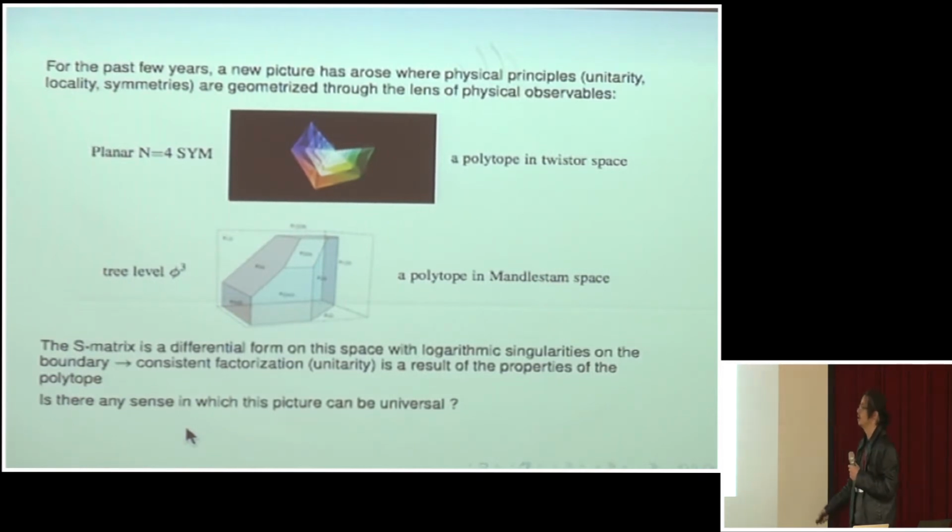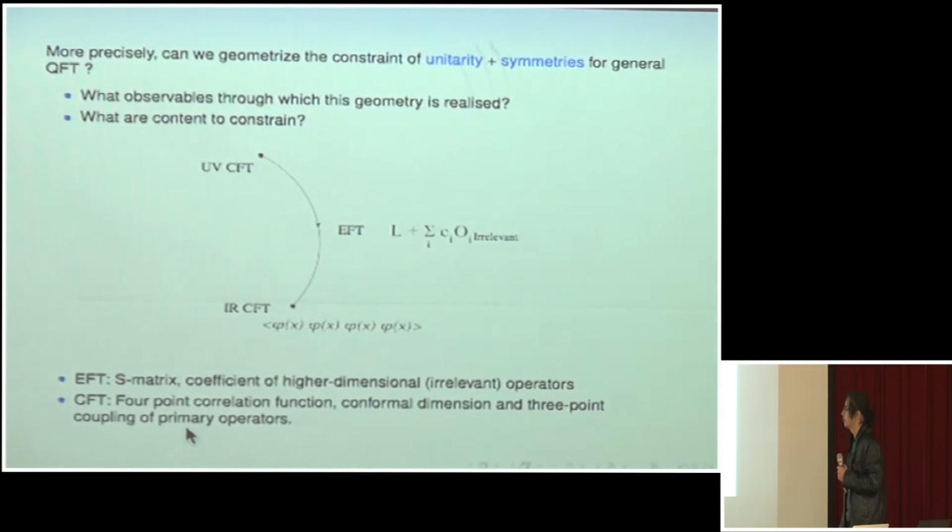Of course, this is still just N=4 super Yang-Mills, and just tree level. The grand hope is that all of these properties can be replaced with just a geometric statement. So the question is: is there any sense in which this kind of picture can be universal? We would like to make this question more precise: can we geometrize the constraints of unitarity and symmetries for general quantum field theory?